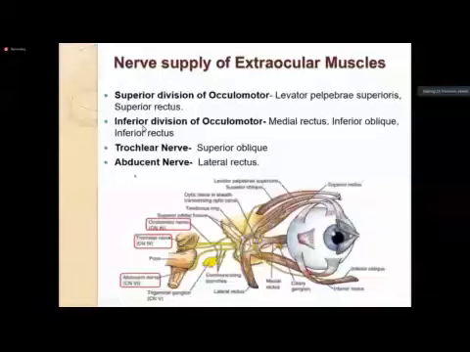Now, if we go into minute detail of the superior and inferior divisions of the oculomotor nerve, the superior division supplies the levator palpebrae superioris and superior rectus, and the inferior division supplies the medial rectus, inferior oblique, and inferior rectus.